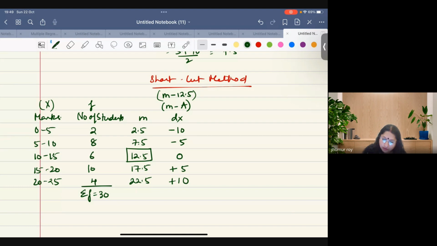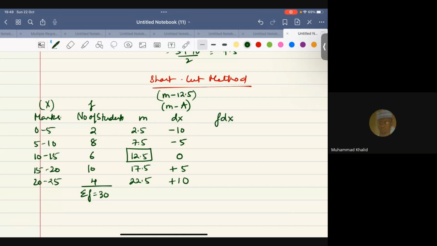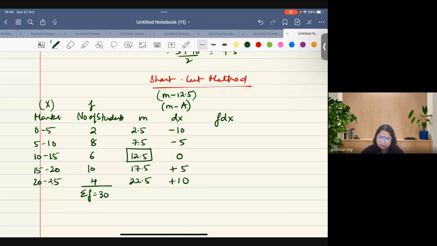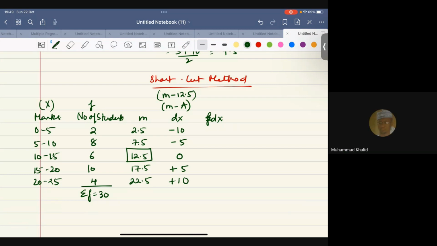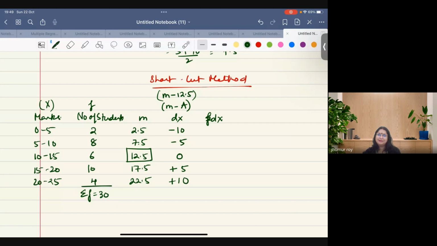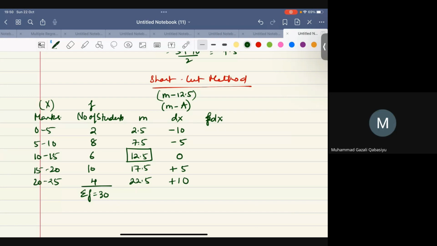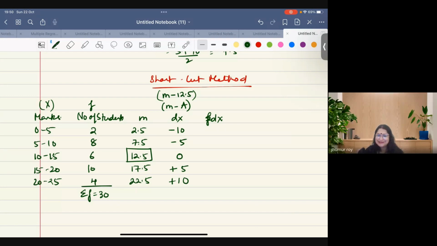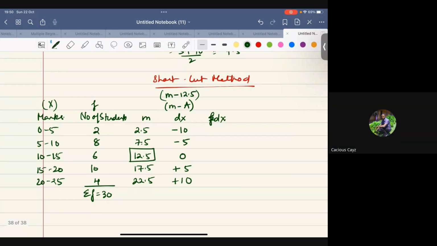Now, after this, what do we have to find? We have to find f dx. Calculate f dx. What about the others? Is everybody able to understand? Are you with me? Yes ma'am, we are getting it. Okay, please solve it with me. So what are you getting?